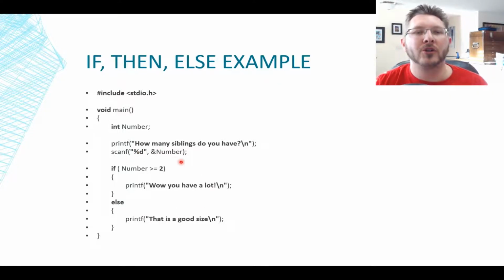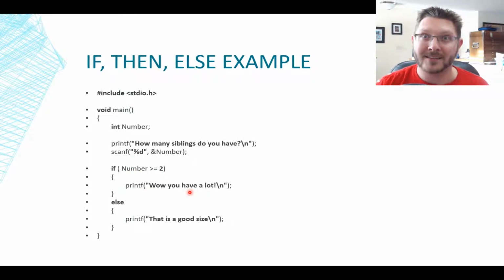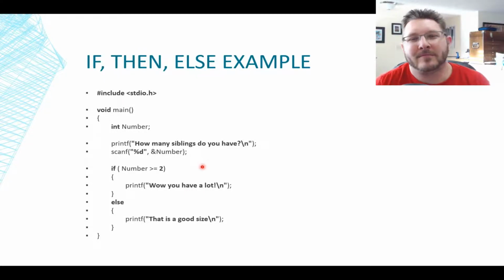All right. Now we're going to do a decision on this. We're going to check to see if the number that they enter into the variable number is greater than or equal to 2. If this is true, then we're going to print, wow, you have a lot, which maybe isn't a lot, but I'm just saying. Otherwise, in any other case, if you put a negative number in, or if you put it in where you say that is a good size.